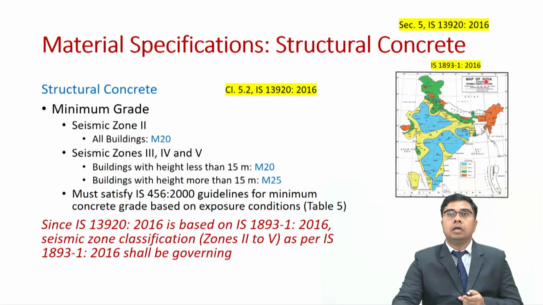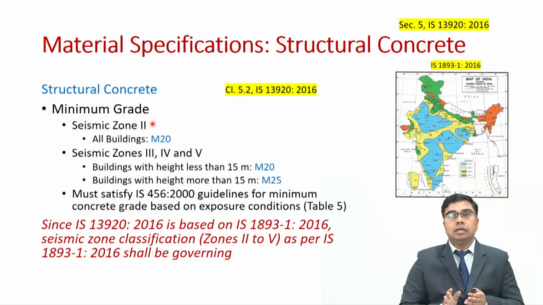So in seismic zone 2, for all the buildings we need to have a minimum M20 grade of concrete, while in higher seismic zones, that is zones 3, 4 and 5, buildings with less than 15 meters of height can have M20 grade of concrete, but for buildings which are higher than 15 meters we need to use M25 grade of concrete.